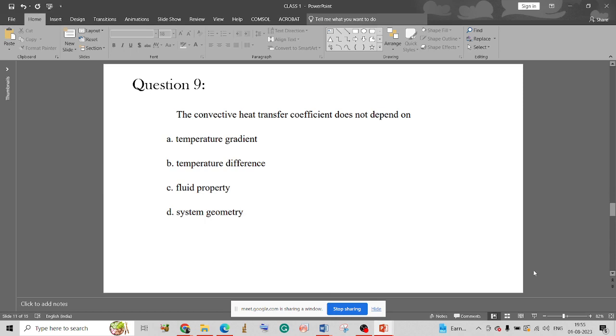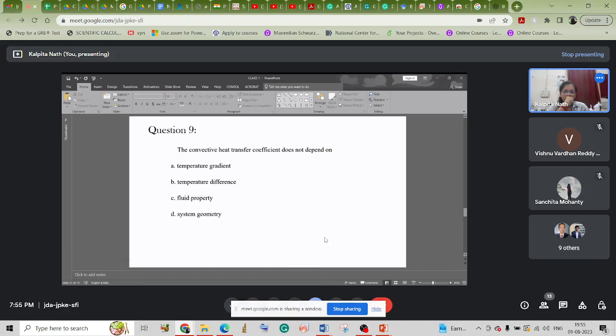Okay, then the next question is: the convective heat transfer coefficient does not depend on which of the following. So I guess we have already studied the basics of convection. So do we know what the convection phenomenon is? Can anyone tell me? Anyone?